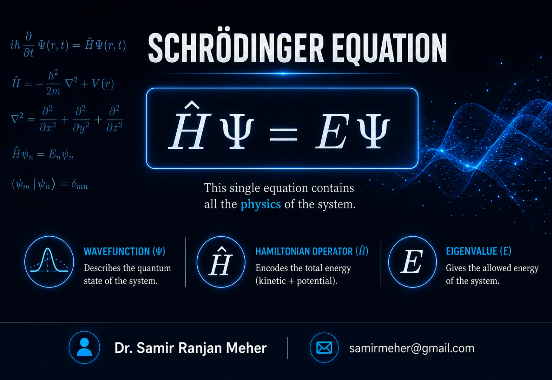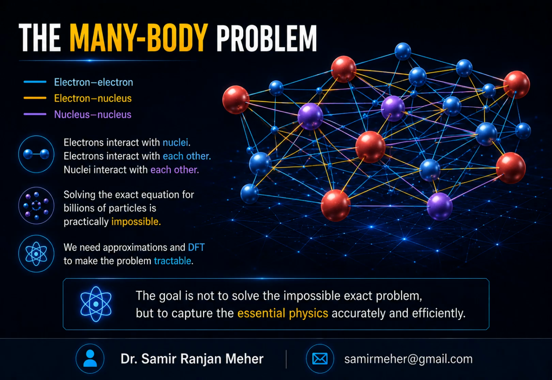Unfortunately, there is a major obstacle. In real materials, electrons do not exist independently. Each electron interacts with every other electron. Electrons also interact with nuclei. At the same time, nuclei interact with one another. The result is an enormously complicated many-body problem involving countless coupled interactions. For systems containing billions of particles, solving the exact Schrödinger equation becomes practically impossible. This challenge is known as the many-body problem.